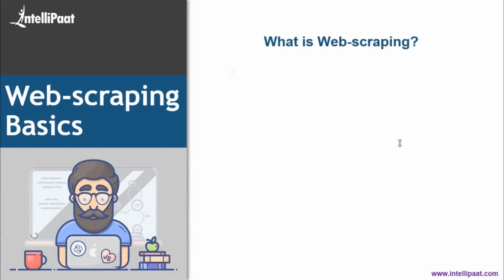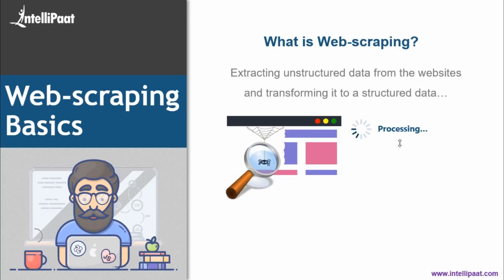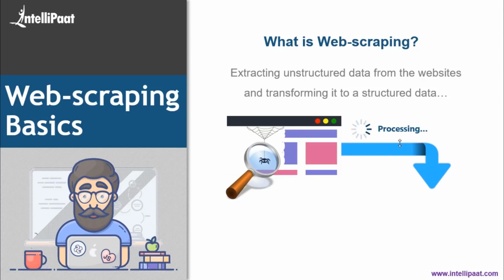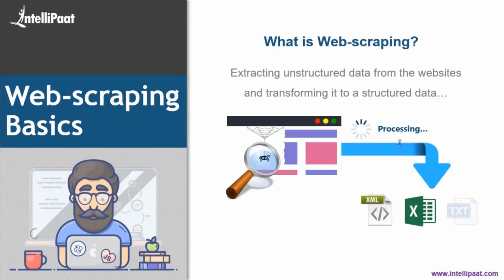So what is web scraping? Web scraping, also known as screen scraping, web data extraction, web harvesting, etc., is basically a technique used to extract large amounts of data from websites. This data is mostly unstructured in nature. Once extracted, you can transform it into structured data and save it to a local file on your computer or to a database in a tabular or spreadsheet format.